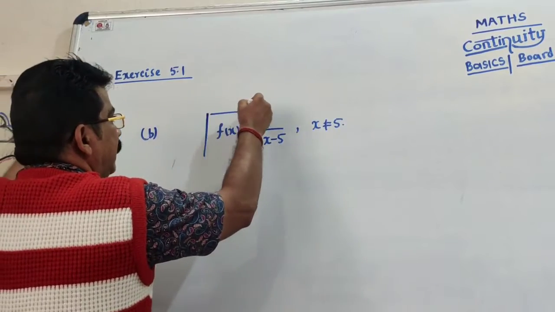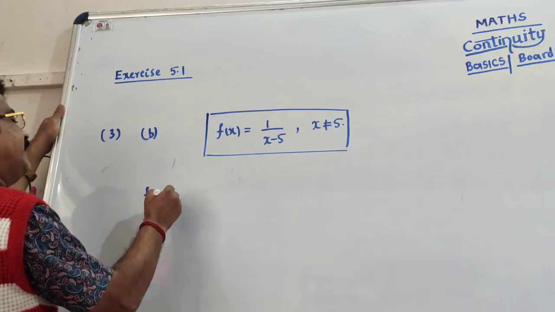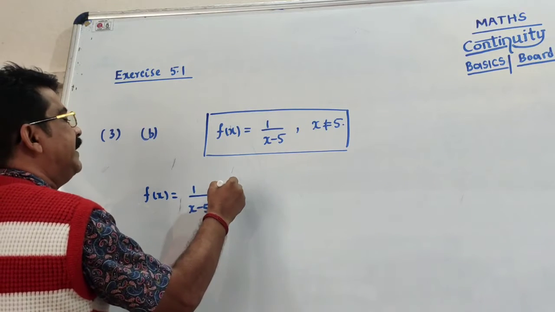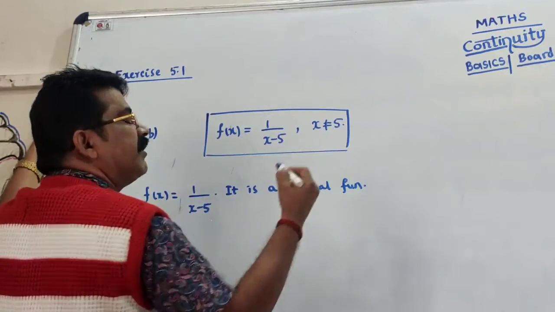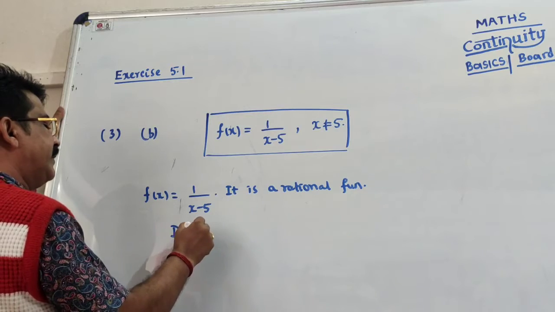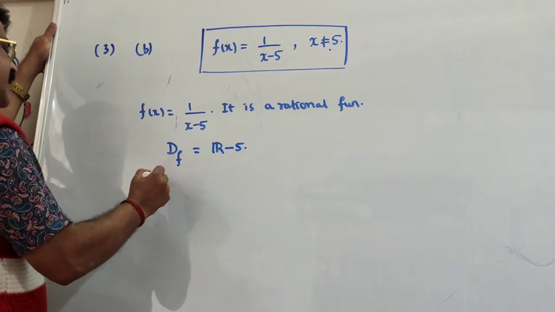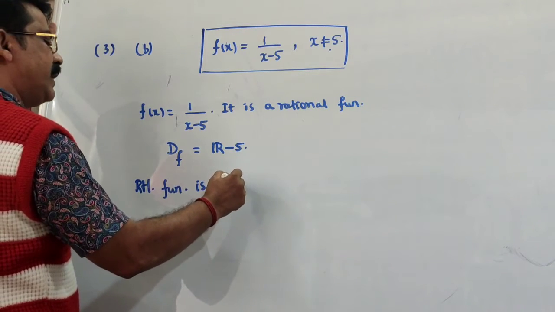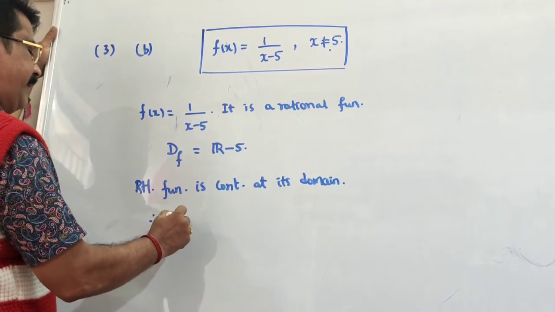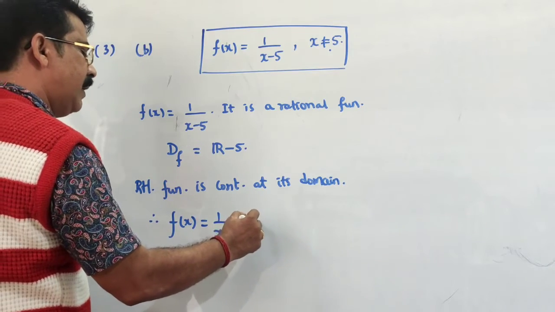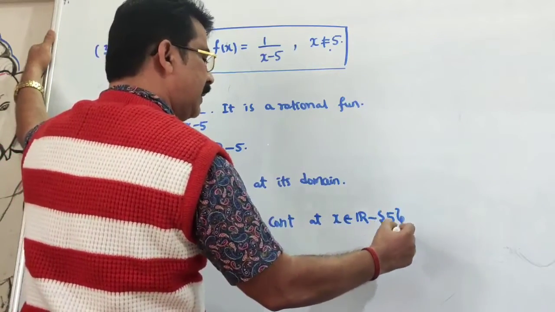Next question, f of x equal to 1 by x minus 5, x not equal to 5. Actually f of x is equal to 1 divided by x minus 5. It is a rational function, and the domain of f of x is any real number except 5. So therefore a rational function is also continuous in its domain. Therefore f of x equal to 1 by x minus 5 is continuous at x belongs to any real number, that is, its domain. Hence the problem.